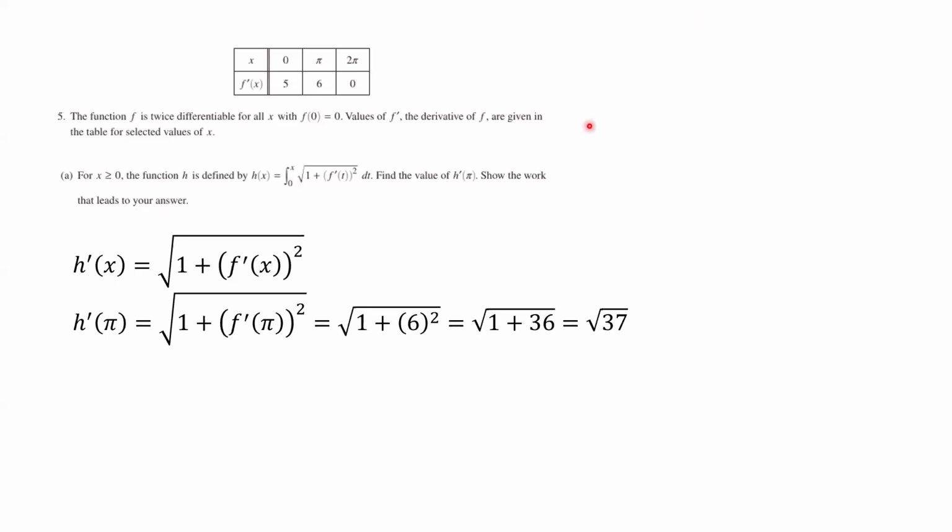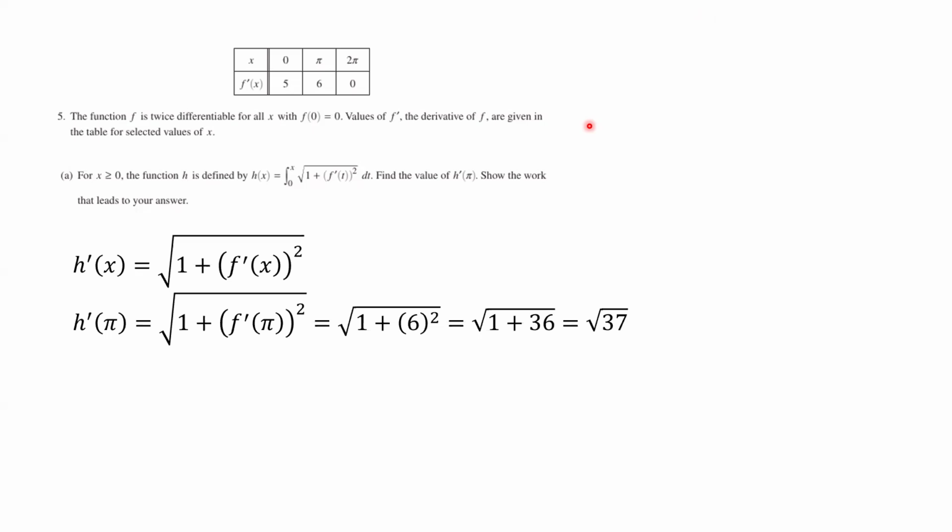This is question number 5. Free response question number 5 on the AP Calculus BC exam given in 2024. This question is actually very straightforward, no tricks in this one. The function f is twice differentiable for all x with f of 0 equal to 0. Values of f prime, the derivative of f, are given in the table for selected values of x.